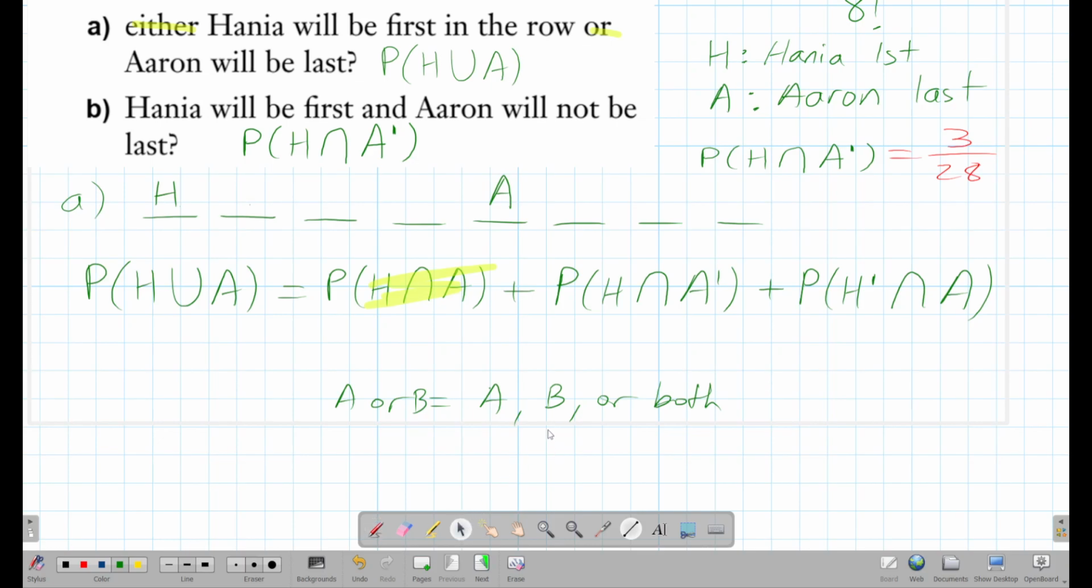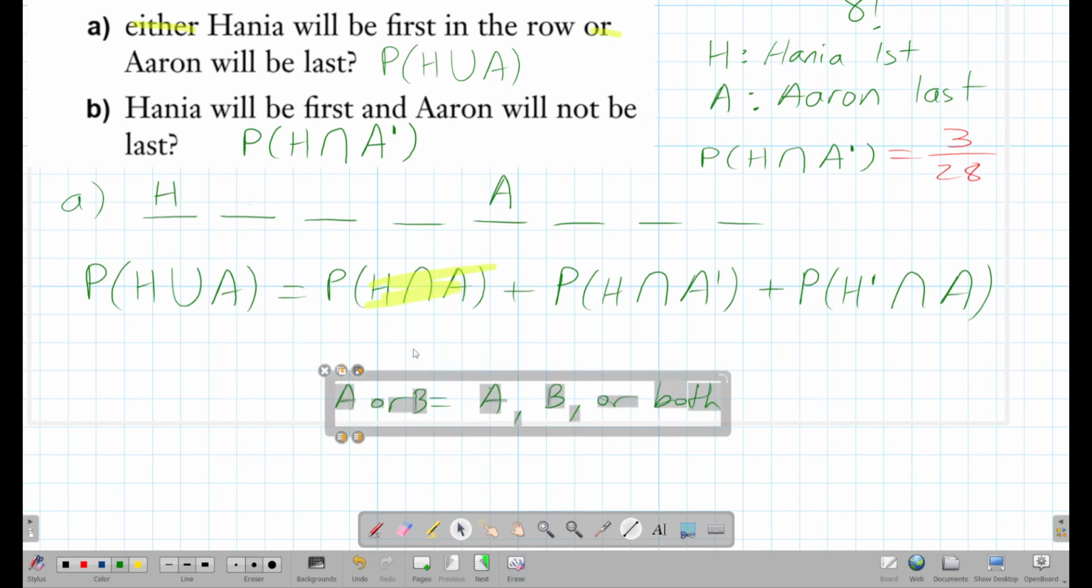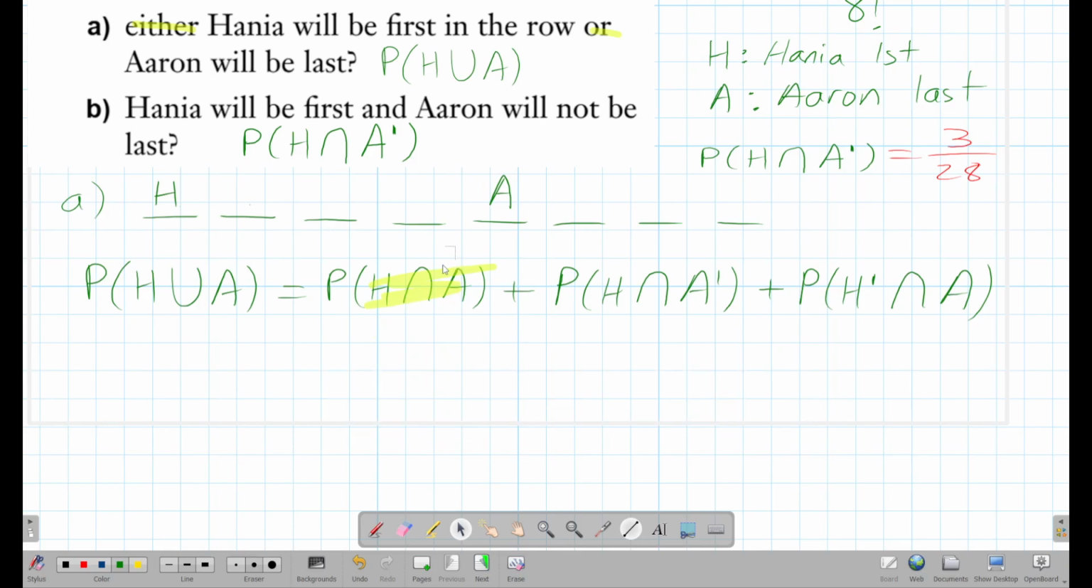There's no great reason except mathematicians decided a long time ago that this is what or means: A, B, or both. And you just have to remember this and accept it because this is how it works in math, unfortunately. Even though in everyday language, when you say one or the other, you usually don't mean both. In math, you do mean both as well. Okay, so let's look at this one first.